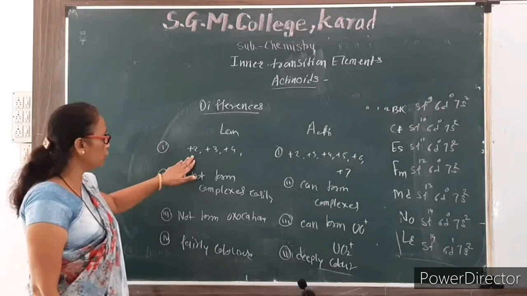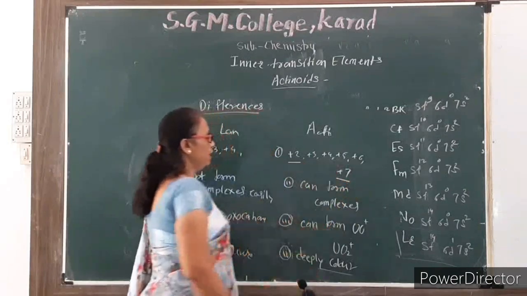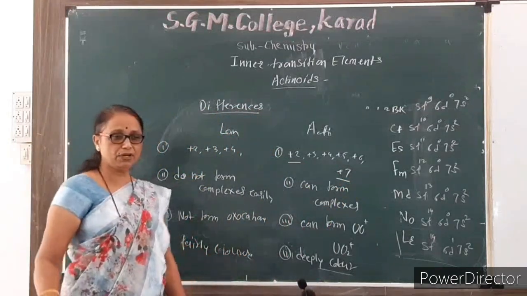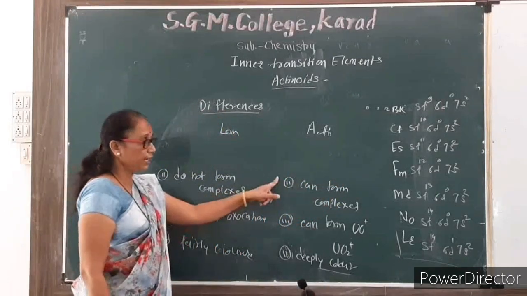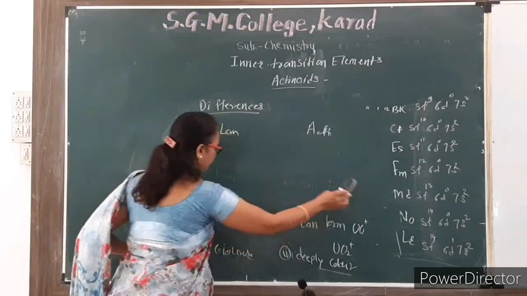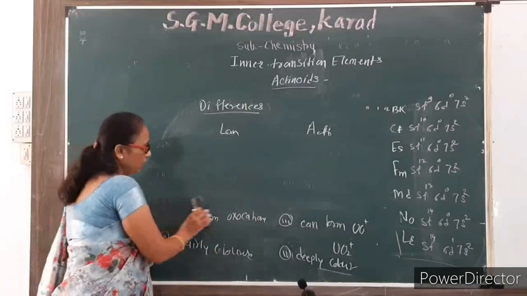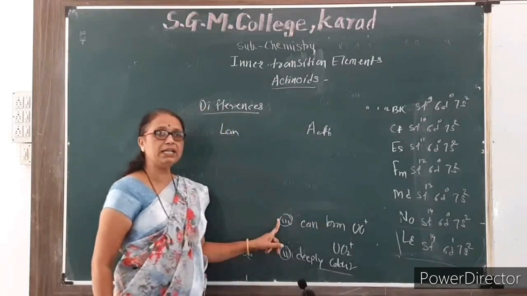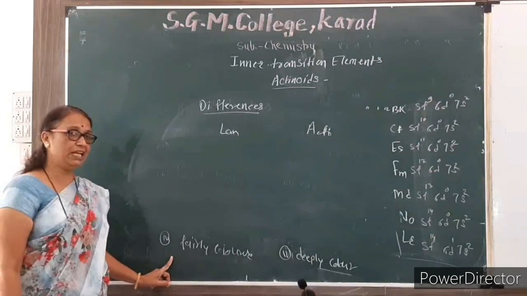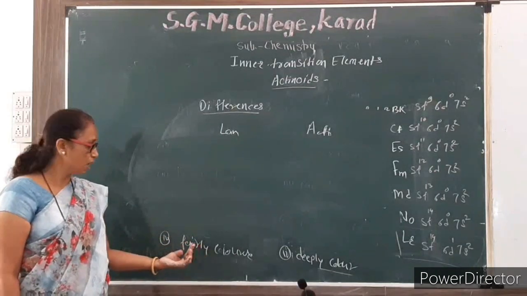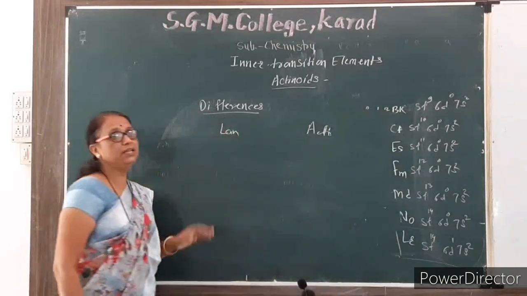Lanthanides show +2, +3, +4 oxidation states. Actinoids show +2 to +7 oxidation states. Lanthanides do not form complexes. Actinoids can form complexes easily. Lanthanides cannot form oxocations, but actinoids can form oxocations, that is cations with oxygen. Most lanthanides are colorless, but those which are colored are faintly colored, and colored actinoids are deeply colored.